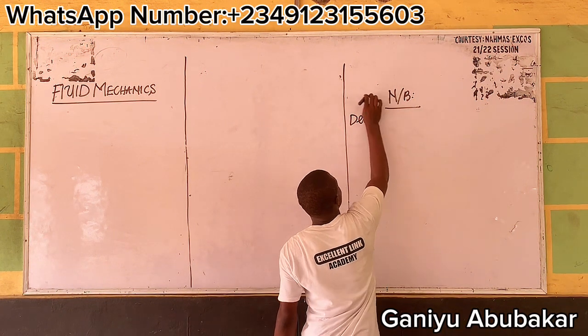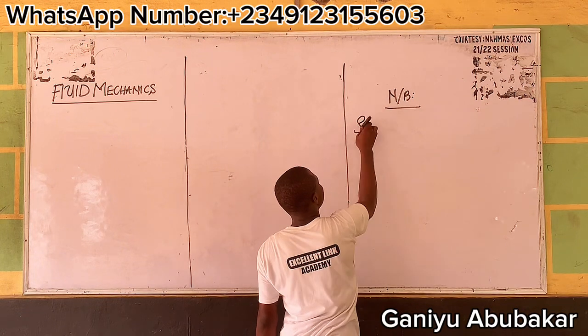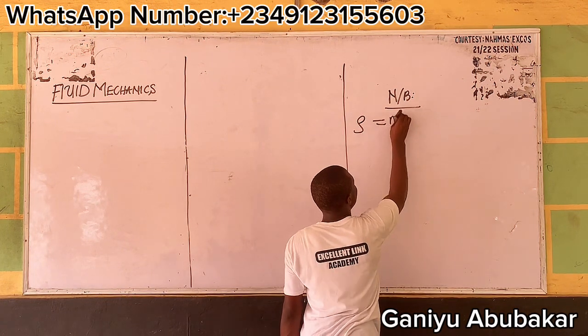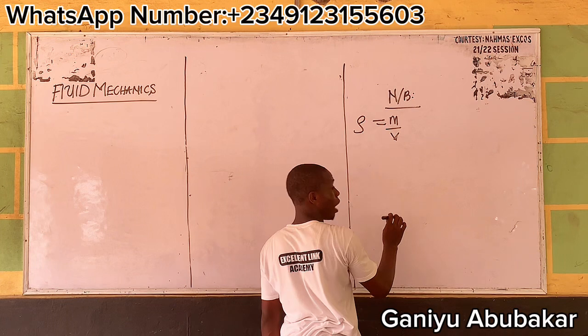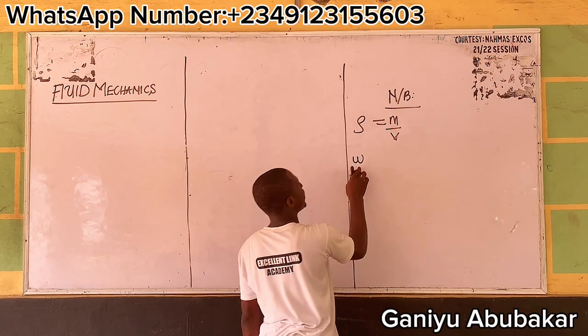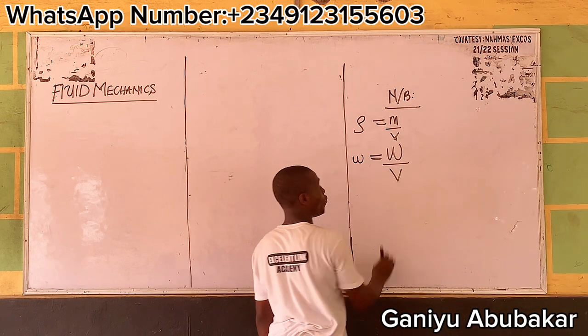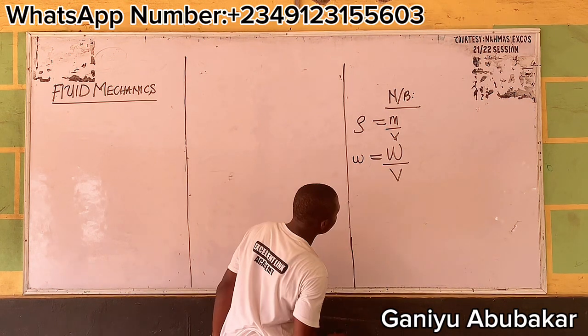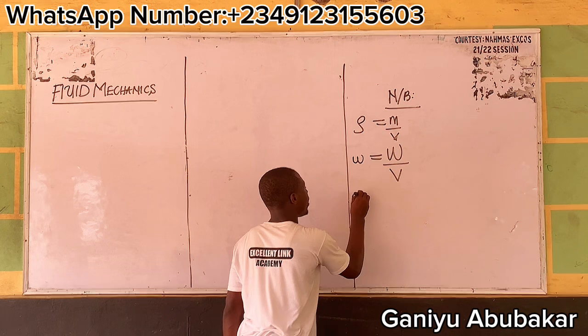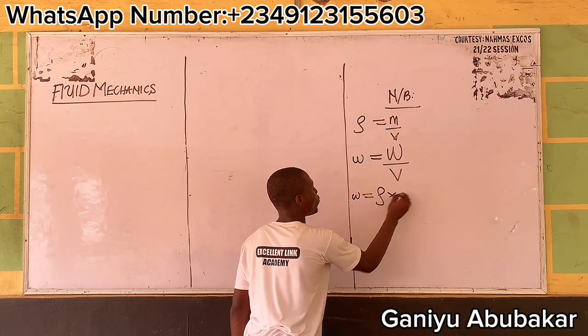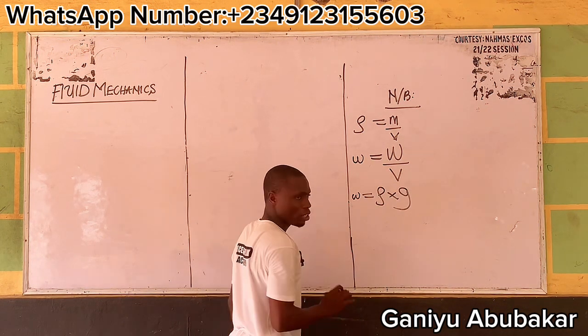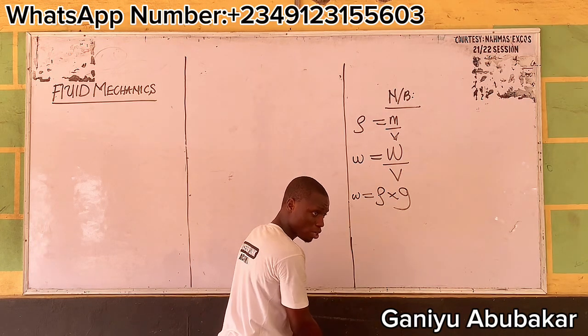Density is rho. Density is mass over volume. Specific weight is total weight over volume. Note that specific weight is equal to rho times gravity. Keep these formulas to note.